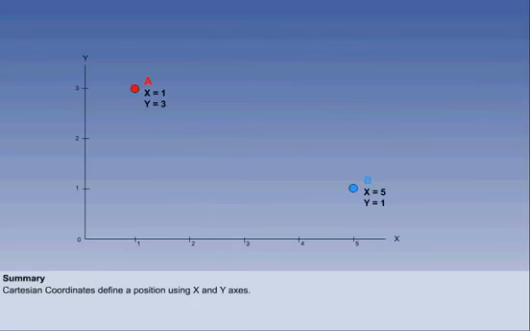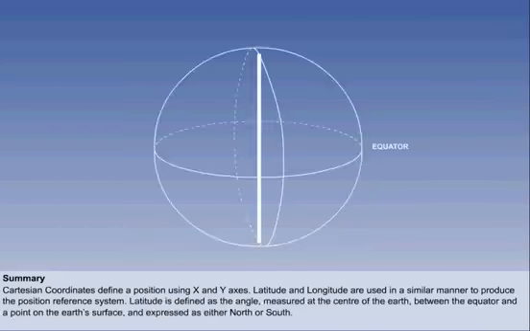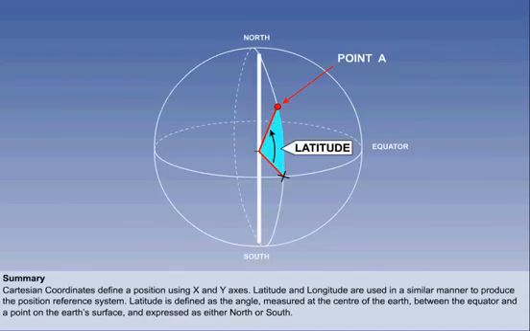In summary, we have seen how we use Cartesian coordinates to specify a position in terms of an x and y axis. The Cartesian coordinates need to be modified from a flat and linear system for use on a spherical Earth. Latitude and longitude are used as the position reference system. Latitude is defined as the angle measured at the centre of the Earth between the equator and a point on the Earth's surface. It is expressed in terms either north or south of the equator.